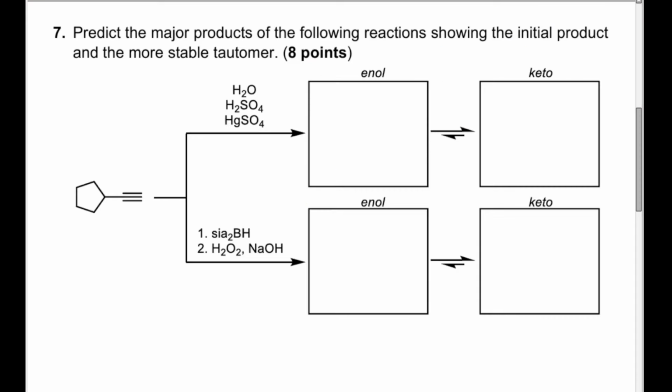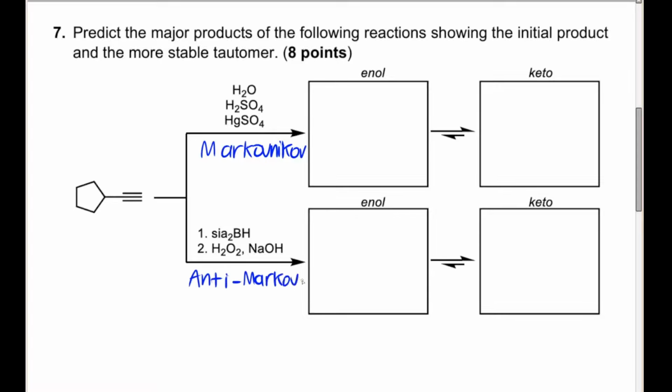7. Predict the major products of the following reactions showing the initial product and the more stable tautomer. So for this problem, all you need to really know is that both of these reagent groups are going to add a single alcohol group to one side of the alkyne. And in this case, just remember that this one will be adding in a Markovnikov fashion, whereas this one will be anti-Markovnikov.